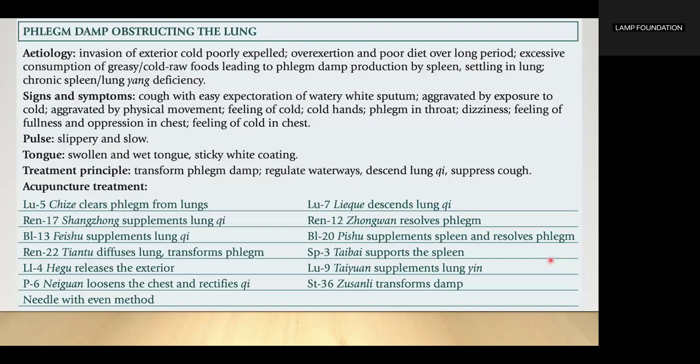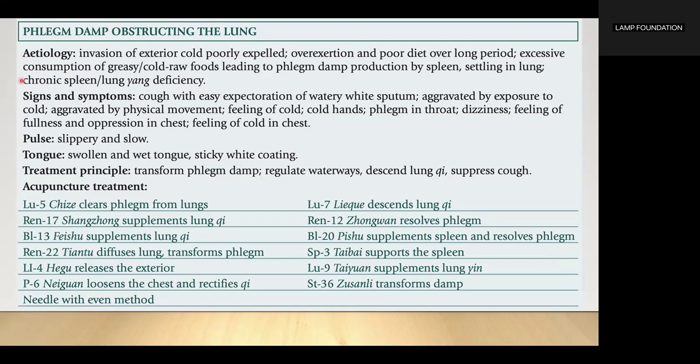To summarize, etiology of phlegm damp obstructing the lung: invasion of exterior cold, poorly expelled; overexertion and poor diet over a long period; excessive consumption of greasy, cold, raw foods leading to phlegm damp obstruction by spleen settling in the lung; chronic spleen lung yang deficiency.